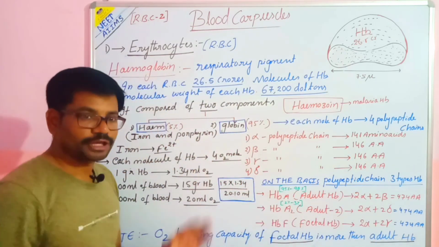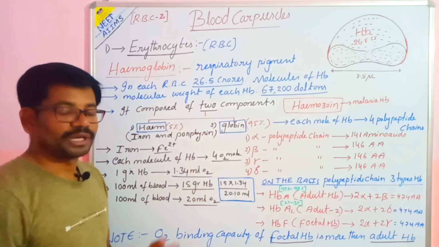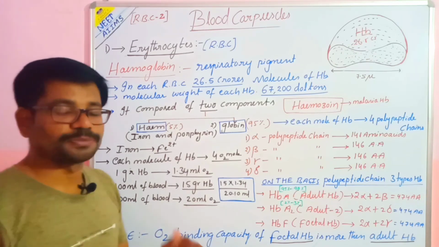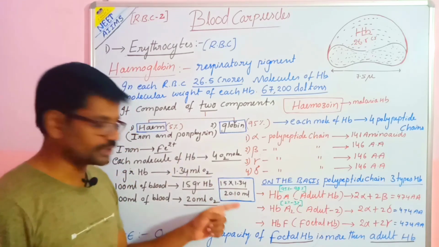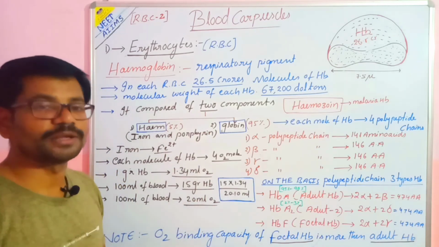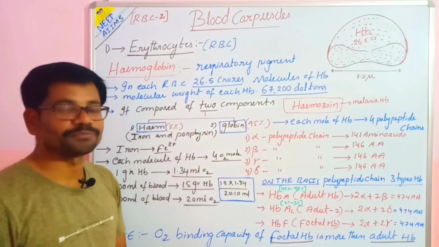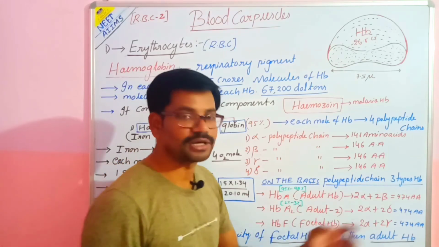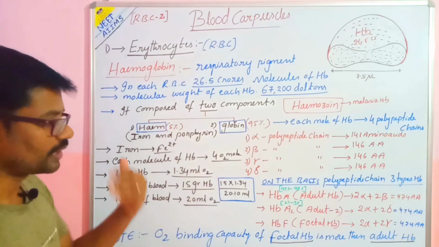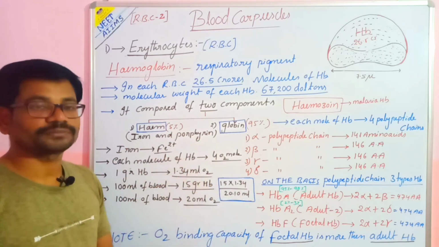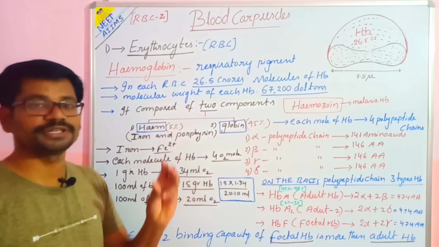To conclude about hemoglobin: it plays a very important role in the transportation of gases. It is present in 3 forms: HbA, HbA2 and fetal hemoglobin. Fetal hemoglobin has more capacity to bind oxygen compared with adult hemoglobin, right? In the next lecture we are going to talk about the uses of RBC, the shape of the RBC, the function of the RBC and how RBC is produced.